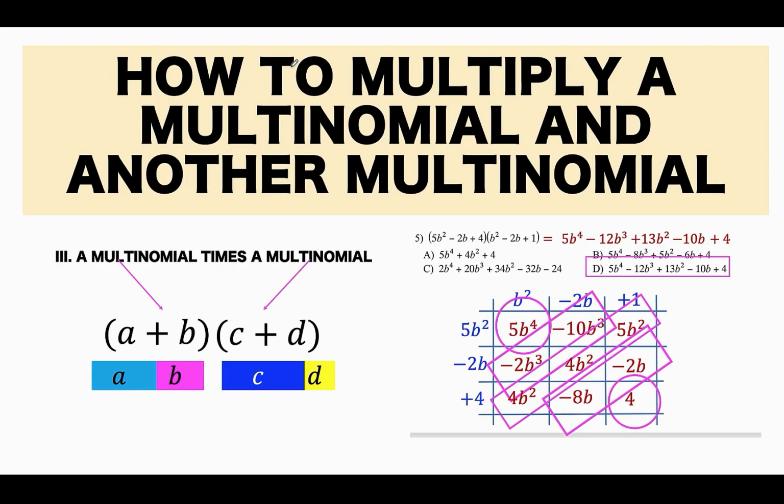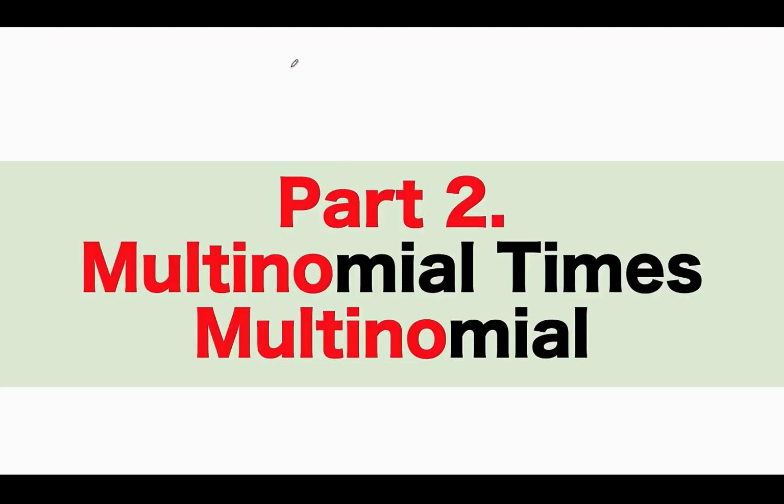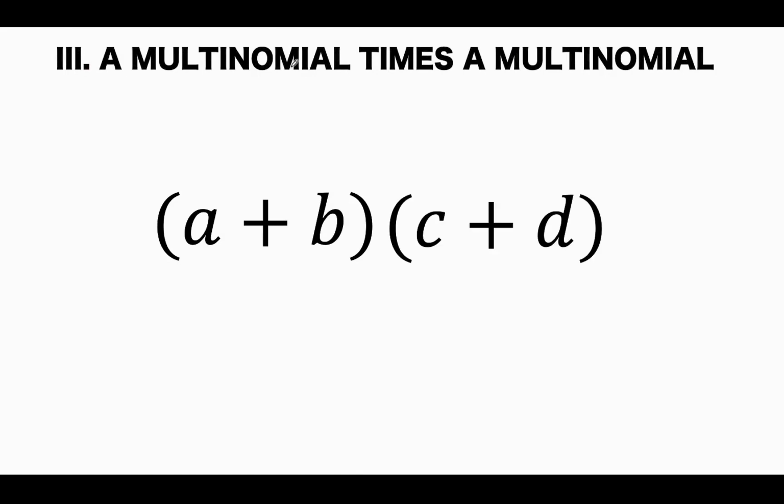Now, let's proceed to the third case. A multinomial times another multinomial. So here is an example. A plus B is a multinomial, and C plus D is also another multinomial. When we say multinomial, it's a polynomial with 2 or more terms. The boundary is this plus sign. So this is one term, this is another term. The same thing here, this is the boundary between terms. C is a term, D is a term. So there are 2 terms here, and there are 2 terms also here.